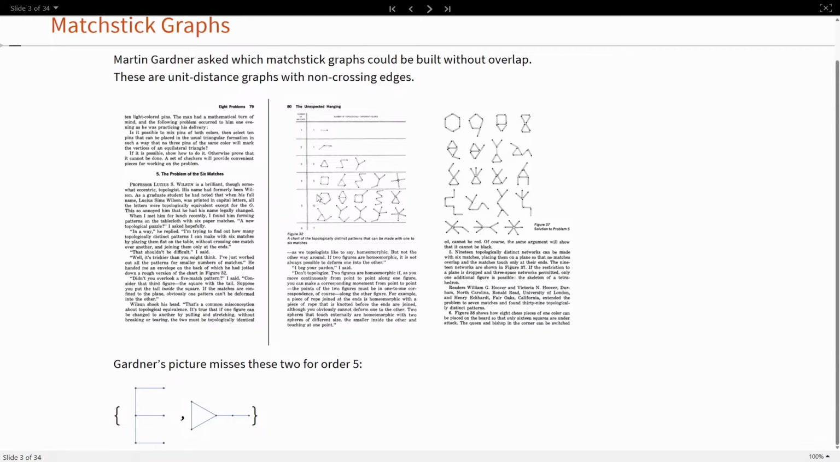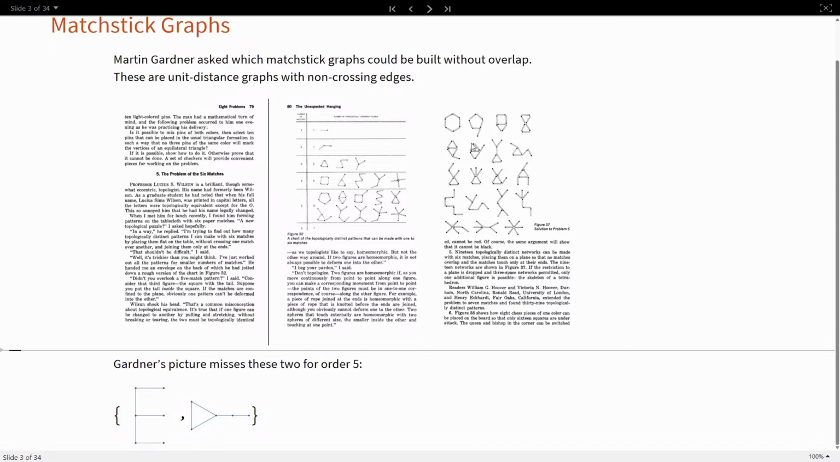He shows all the different ways of putting five matches together to get unit distance graphs, and he comes up with 10 different graphs. But he actually misses two. None of these show a triangle that has one vertex extended by two. He has two different ways of using an equilateral triangle, but he misses this one. He also doesn't have a line of five matches with an extra match at the center. So there are actually 12 matchstick graphs with five edges.